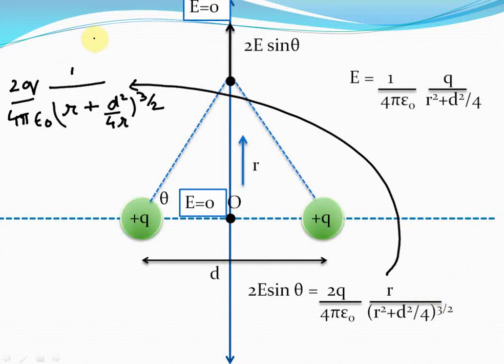Now in this expression, if you replace r by a value tending to infinity, clearly d square by 4r becomes 0, isn't it? Because when r tends to infinity, d square by 4r tends to 0. Similarly, when this r here tends to infinity, the final net expression tends to 0. What that means is that the electric field is 0 at infinity and at the origin.